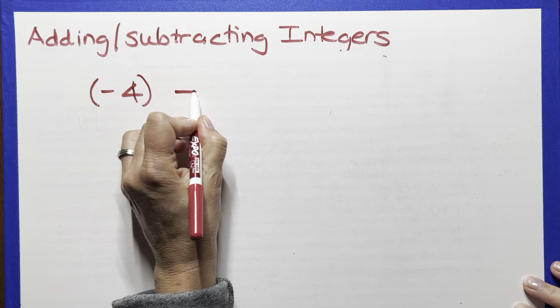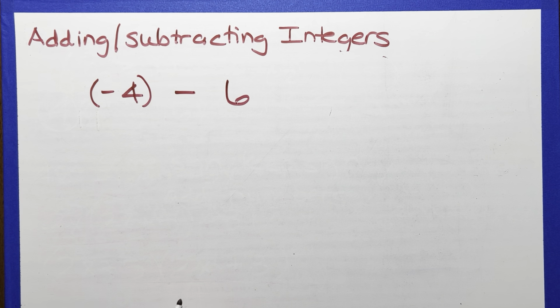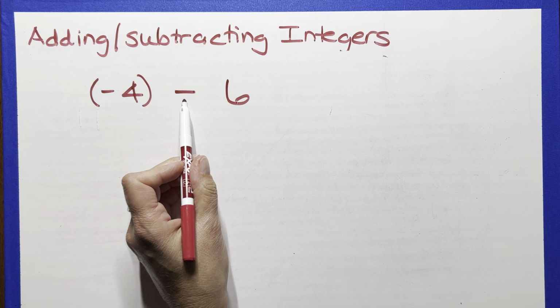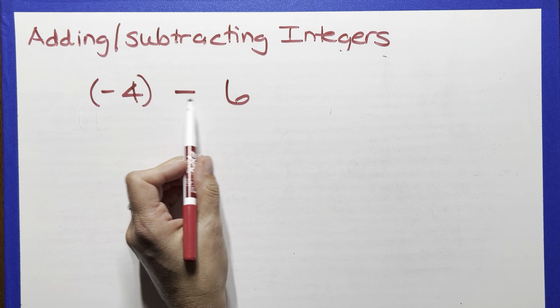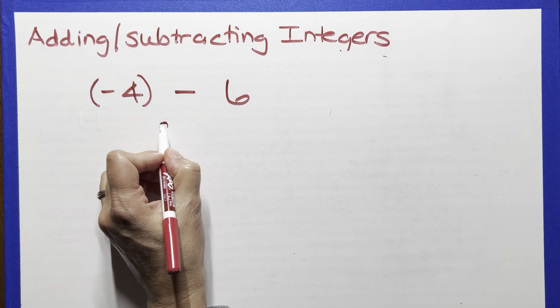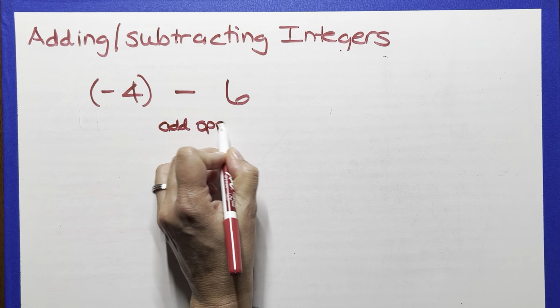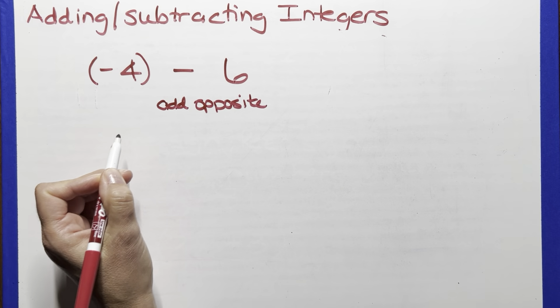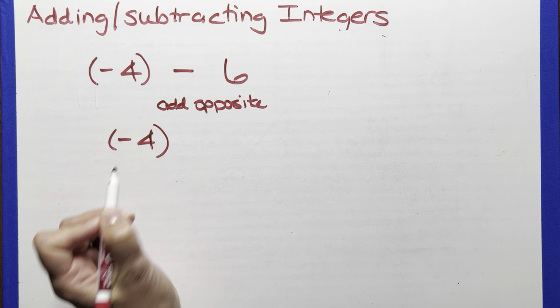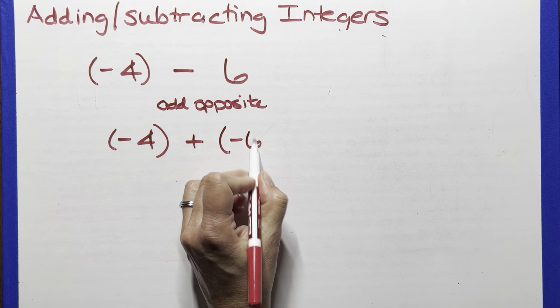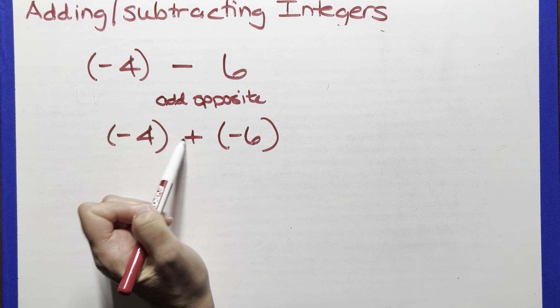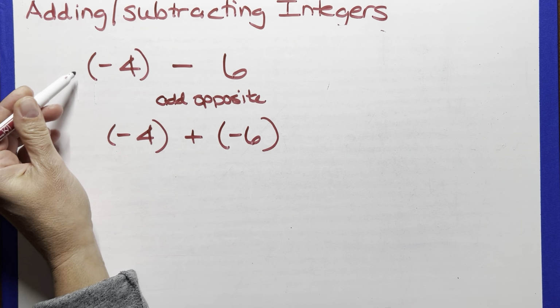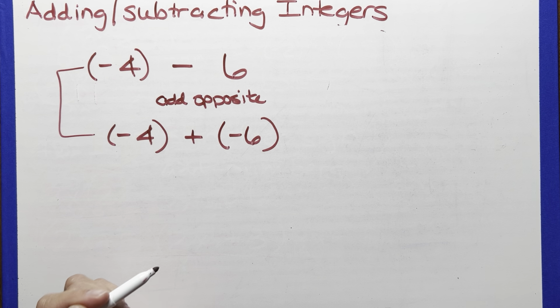So -4 minus 6. Any subtraction problem you can easily turn into an addition problem. Because instead of subtracting a number, what you can do is add the opposite. So what that means is I'm really saying I want to take -4 and add a -6. That's another way of saying I want to subtract a 6 away. I want to add a -6. And these two problems mean exactly the same thing.